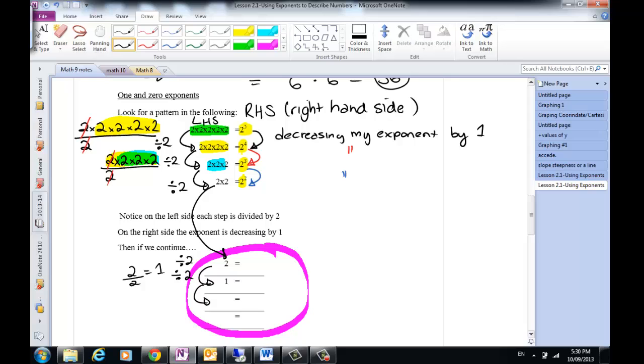And what do you guys think the next one would be? So I'm going to keep doing the pattern. So I'm going to divide by 2. So the last one was 1. I'm going to divide by 2. So I end up with a half.